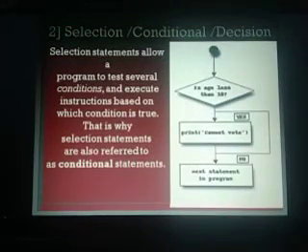Next, selection or conditional decision. Selection statements allow a program to test several types of condition and execute instructions based on which condition is true or which condition is false. That is why it's known as selection statement. Sometimes it is also called conditional statement. In this statement, first we just test the condition. If the test condition result is true, then one set of code will be executed. If test condition result is false, then another set of code will be executed. That's why it is known as selection or conditional statement.